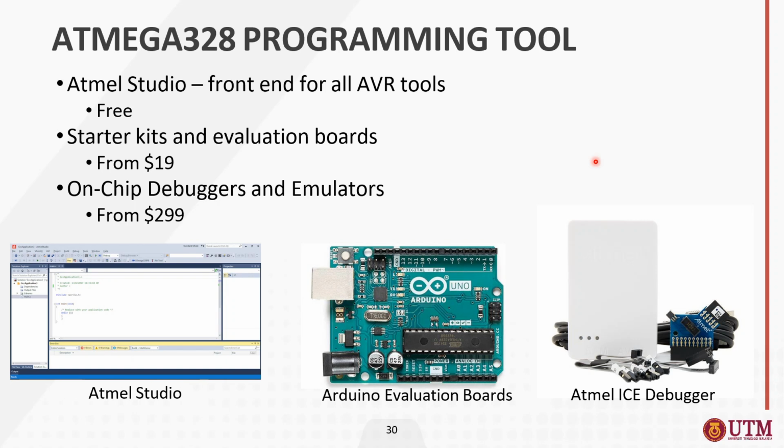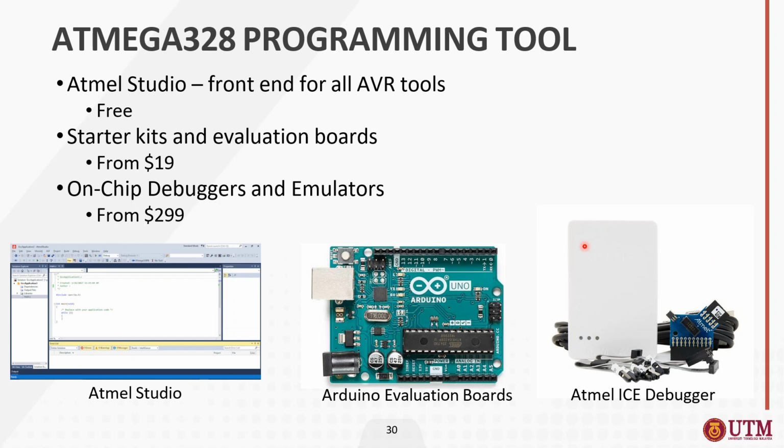Next is the ATmega 328 programming tool. For ATmega 328, you can use Atmel Studio. It is actually the front end for all AVR tools, and it is free. You don't have to pay anything for that. Next are the starter kits and evaluation boards, which can be very cheap, from 19 USD. And the last one is on-chip debuggers and emulators, which can go from $299. So this is Atmel Studio, this is the Arduino evaluation box, and this is the Atmel ICE debugger.